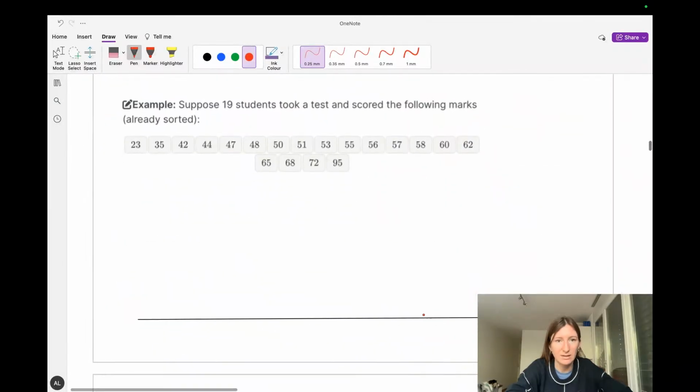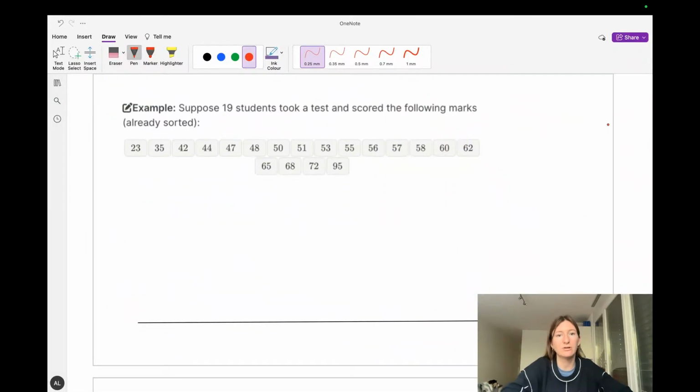All right, so let's see. We have 19 students who've taken a test and scored the following marks. Luckily, it has already been sorted in order. And I think most of the time they do tend to do that in your exams, because taking time to sort things in order is just a waste of time for everyone, and allows for mistakes. So they've most often done that.